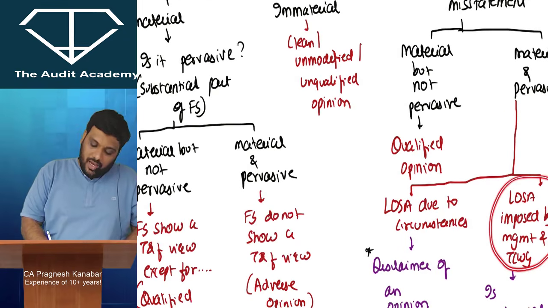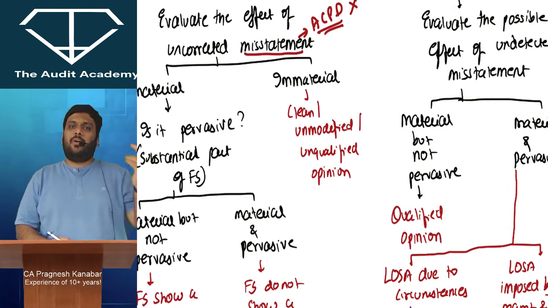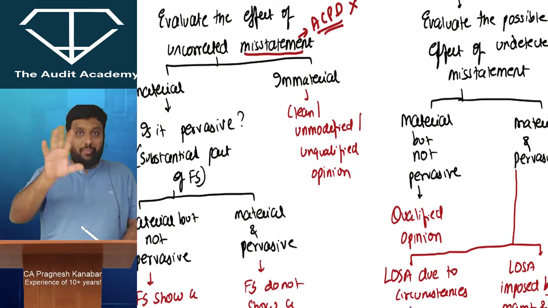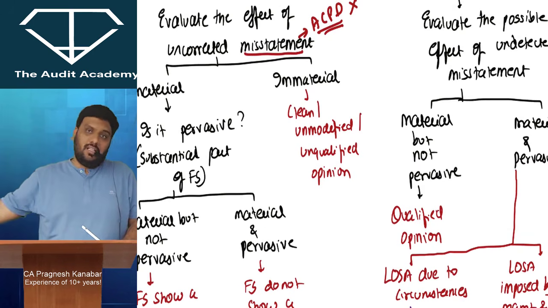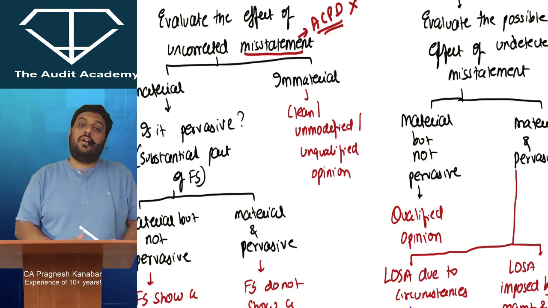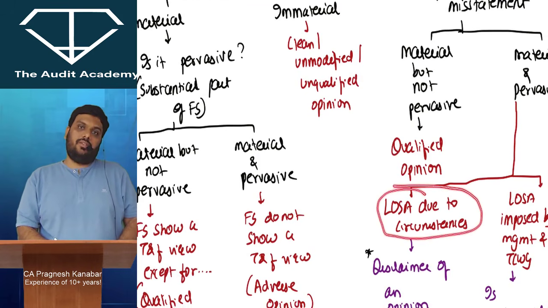This is a LOSA created by management and those charged with governance. Or it is possible that the owner is ready to share the data but is not able to share because there was a fire in his premises, and every single document got lost, destroyed due to fire. So that is a limitation of scope of audit due to circumstances.